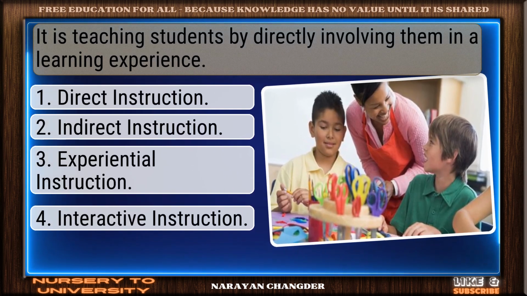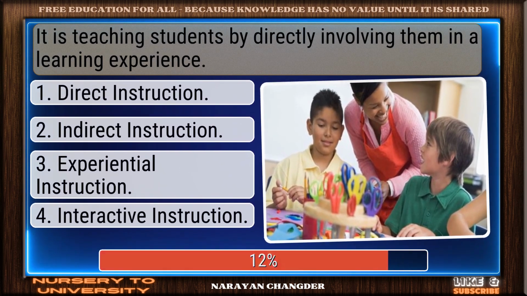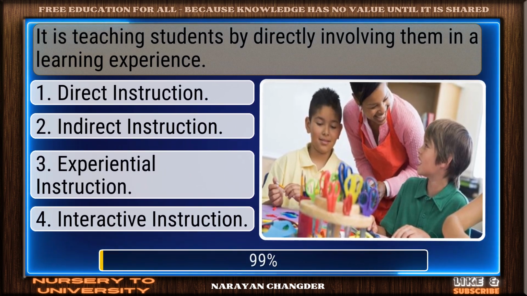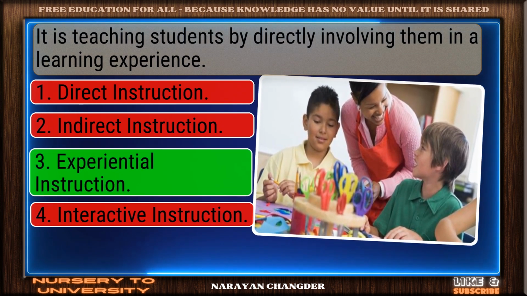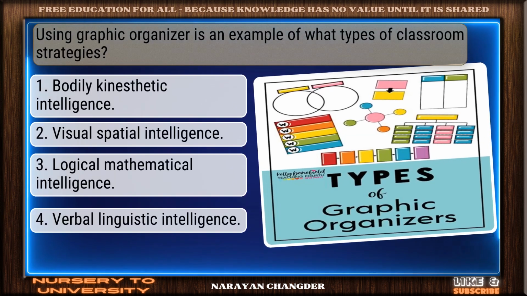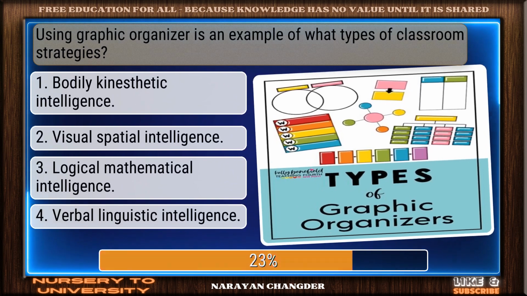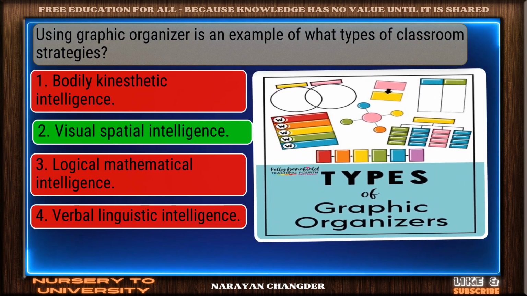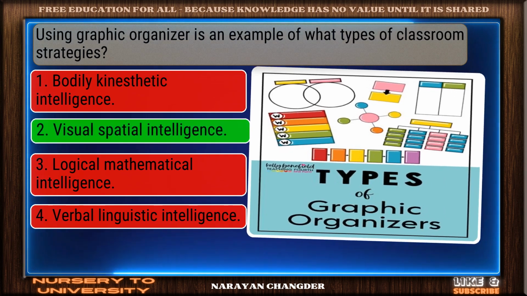It is teaching students by directly involving them in a learning experience. You chose experiential instruction, and it is correct. Using graphic organizer is an example of what types of classroom strategies? Great thinking. Visual spatial intelligence is the right choice.